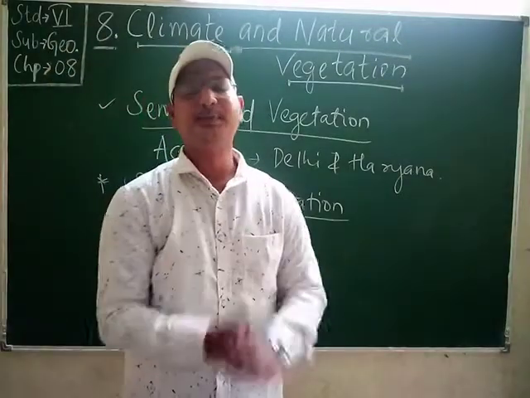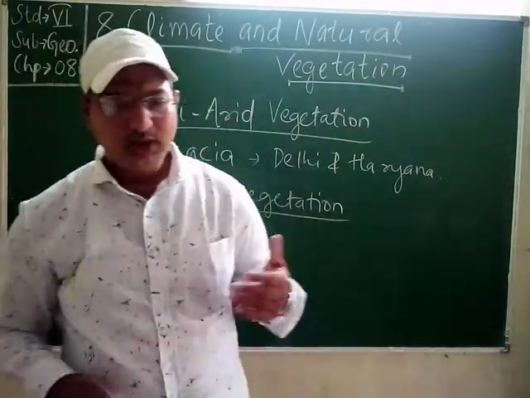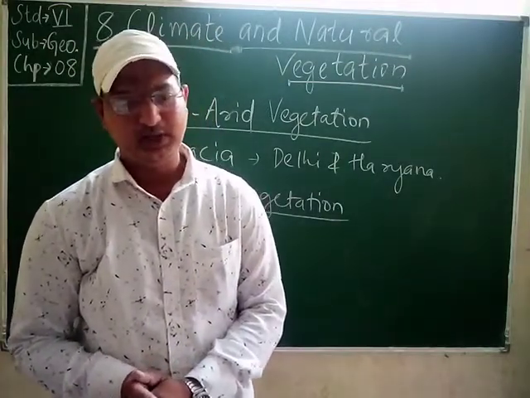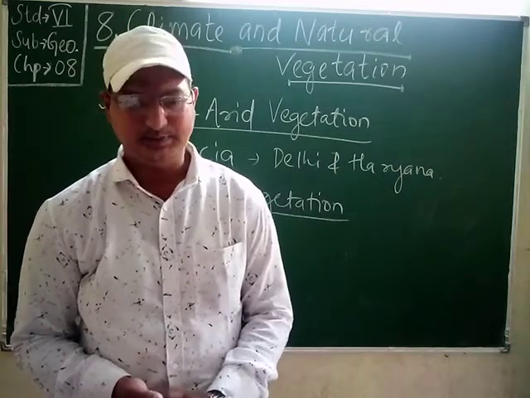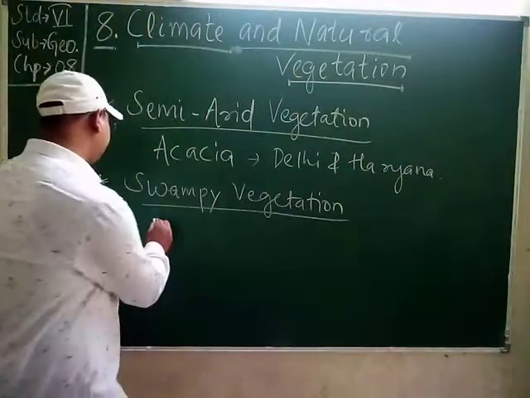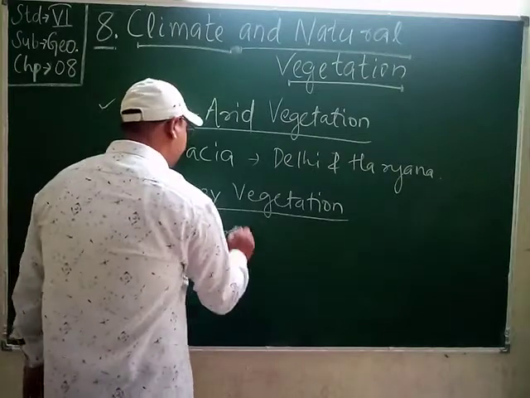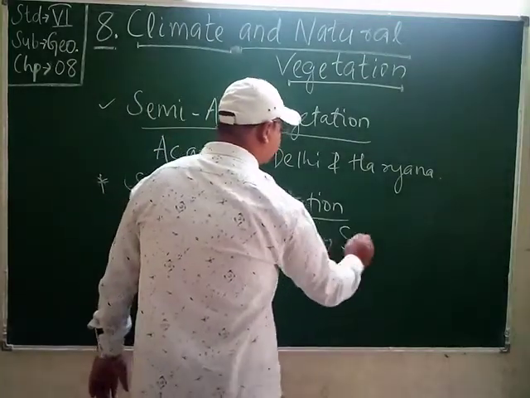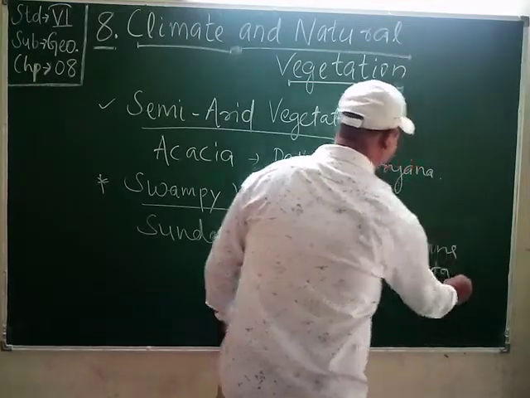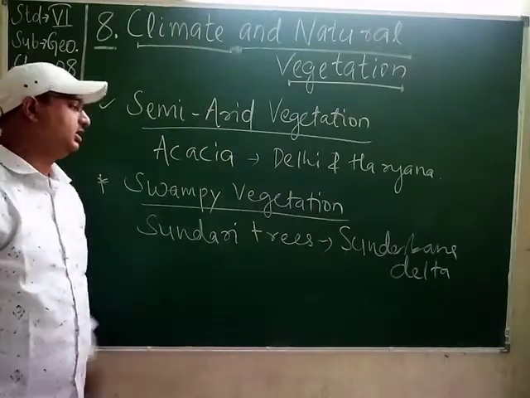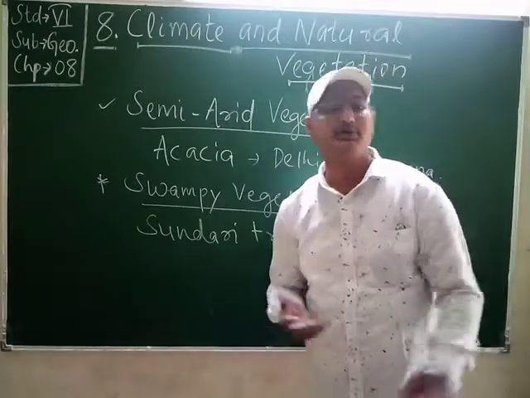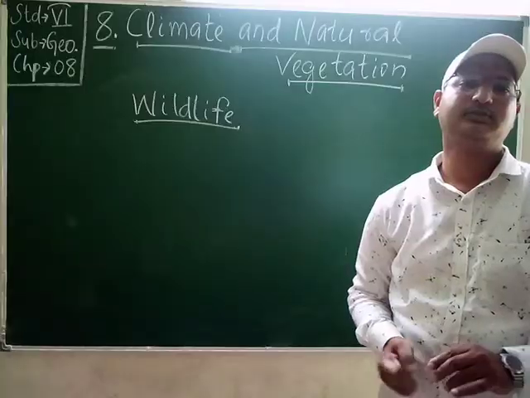Students, Sundarbans is a delta, and the vegetation we can see in Sundarbans is the whistling pines, mangroves, then dates, palms, etc. The Sundarbans region has got its name from the Sundari trees. Sundari trees grow in abundance, therefore the Sundarbans delta is named after them.